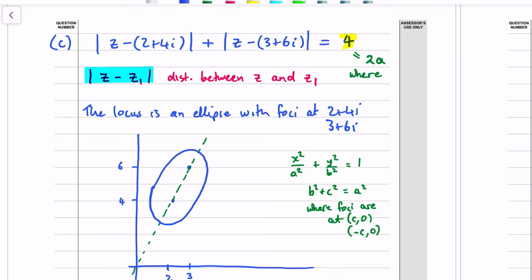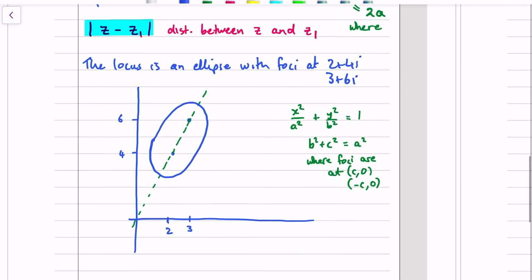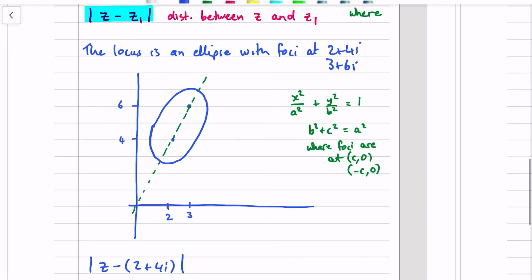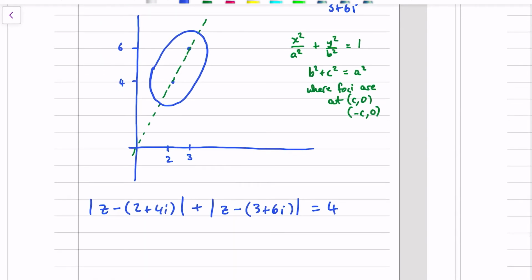One way to work that out is to make, instead of go z equals x plus iy, make y a variable and let x equals 0. So for example, if I had this equation, modulus of z minus 2 plus 4i plus modulus of z minus 3 plus 6i equals 4, and I said, okay, let z equal x plus iy, that would give me any complex number that satisfies the equation. So z is somewhere on the ellipse. But if I said, okay, what about purely imaginary numbers? Are there any? Does this ellipse cut the y-axis?